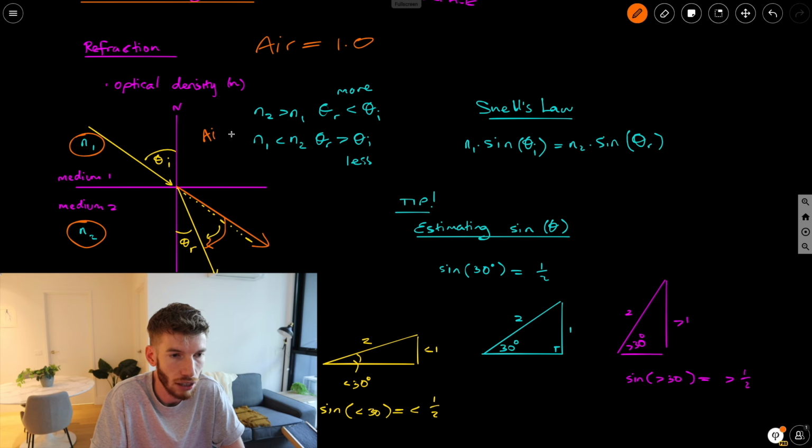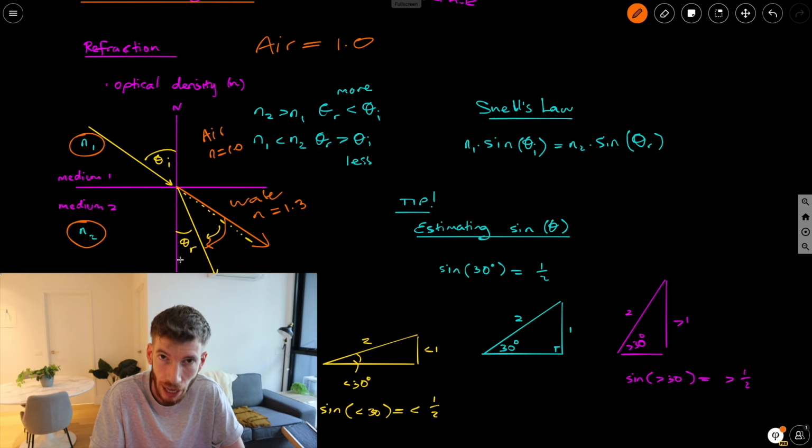So if this was air and this was water, then this is exactly what would happen because air has an N of 1.0. Water, I actually don't know exactly. I'm just going to say it's maybe 1.3, I think, from memory. And so then that ratio of them is going to affect the angle.